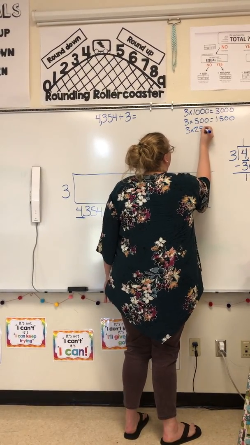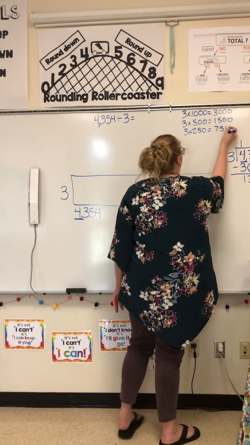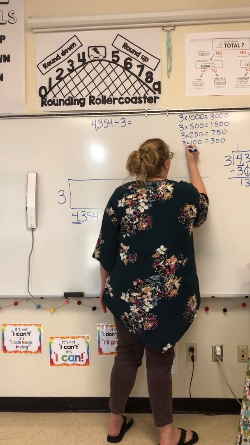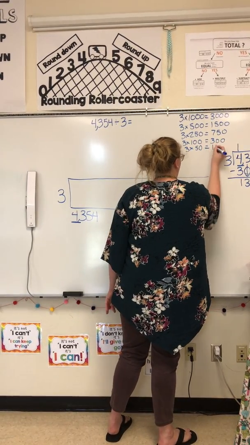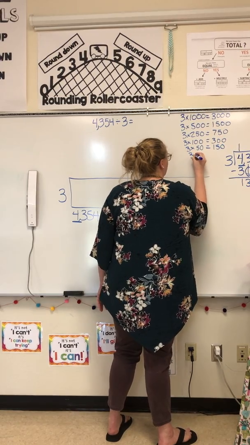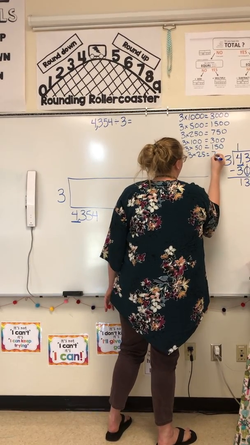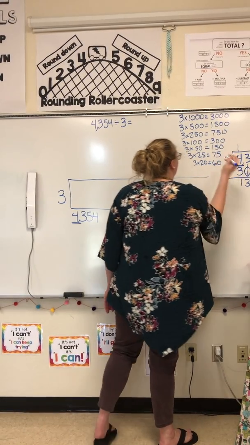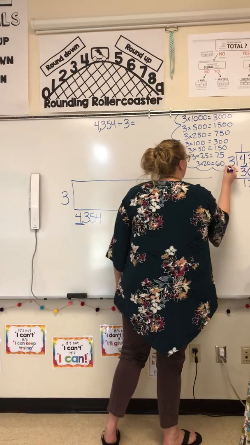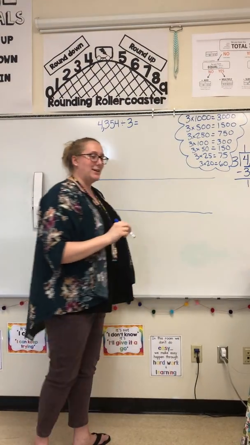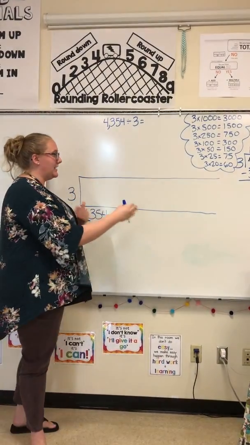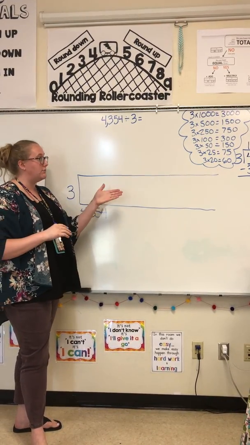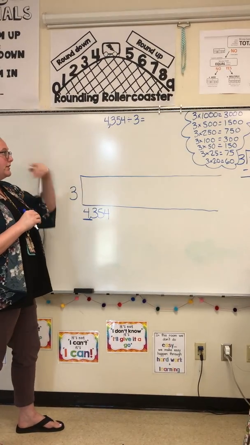3 times 250 equals 750. 3 times 100 equals 300. 3 times 50 equals 150. 3 times 25 equals 75. And 3 times 20 equals 60. Now, I know that this sounds just crazy, but for some reason, some of them it just doesn't hit them. Some of them it does, so they don't need friendly numbers, and some of them do. So this is how the friendly numbers work.